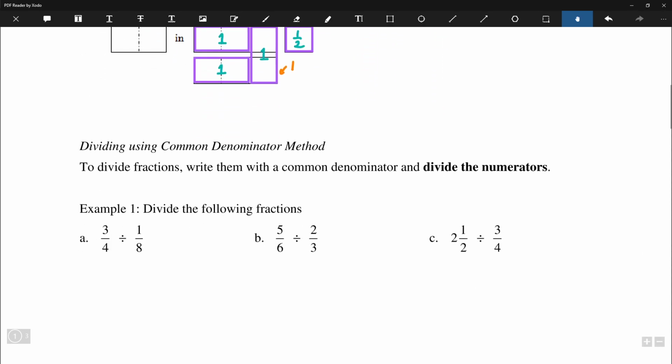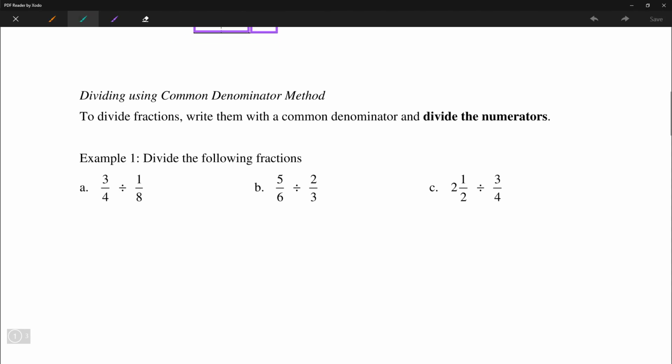Okay, so from there, we have a second method of dividing. We're going to divide using common denominators. To divide fractions, we can write common denominator and then divide the numerators. So let's see how this works. So first case, we have 3/4 divided by 1/8. So we can rewrite 3/4 as 6/8. And then we divide it by 1/8.